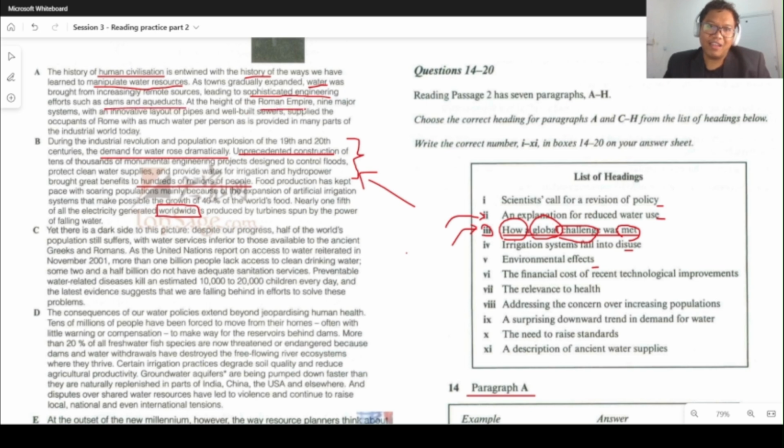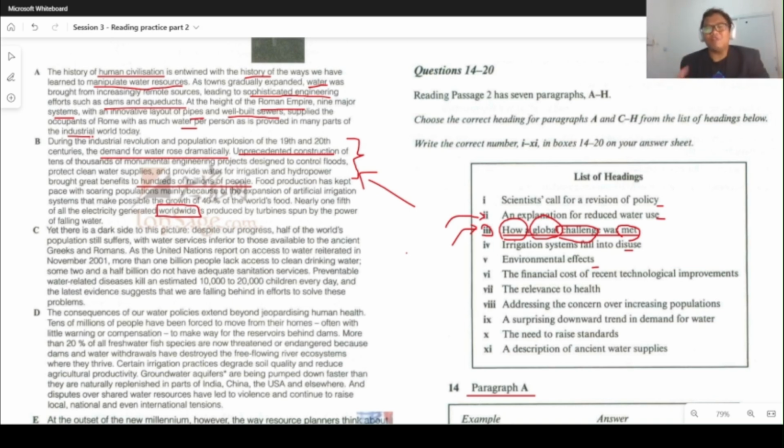So this talks again of civilization. Nine major systems. So there's definitely something to do with water. Layout of pipes, well built. So this is talking about the system of water. Like there's sewers, there's pipes that supplied the occupants of Rome with as much water per person as is provided in many parts of the industrialized world today. So yeah, that's something to do with water supply and a system to kind of make sure that the water is sufficient. Something along that line.